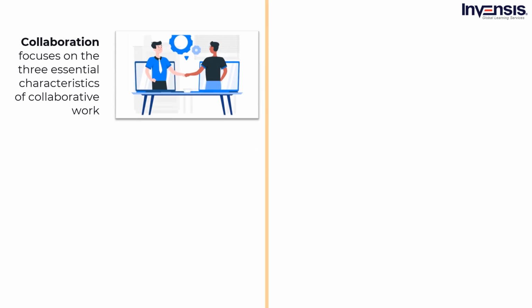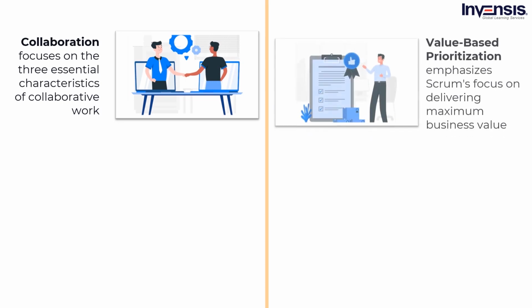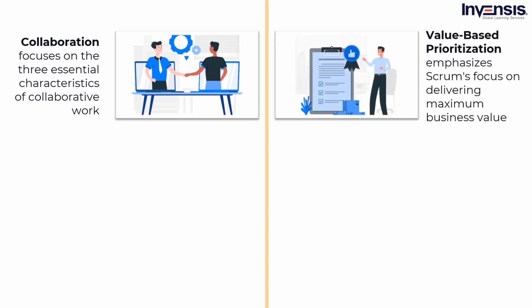Third is collaboration. This principle mainly focuses on the 3 essential characteristics of collaborative work: awareness, articulation, and appropriation. It also promotes project management as a shared value creation process in which teams collaborate and interact to achieve the most value. Fourth is value-based prioritization. This principle emphasizes Scrum's focus on delivering maximum business value from the start of the project and throughout the project.